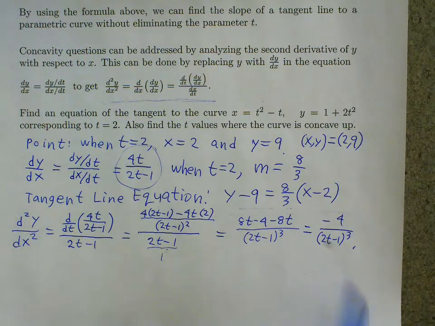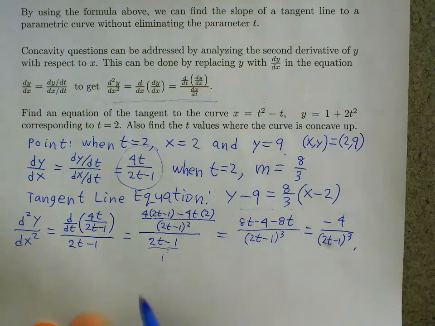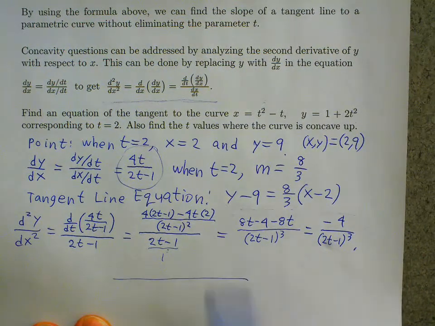Okay, so there's one value of t where this expression is undefined. It's when t is equal to 1/2. So on one side of t equals 1/2, the second derivative is going to be positive, and on the other side it's going to be negative.